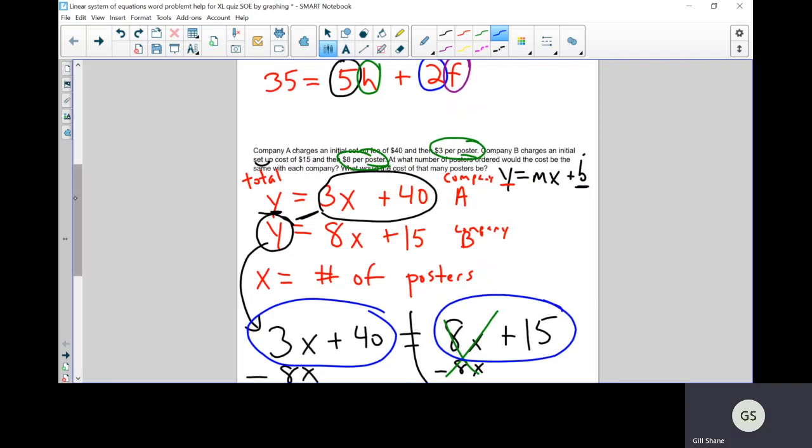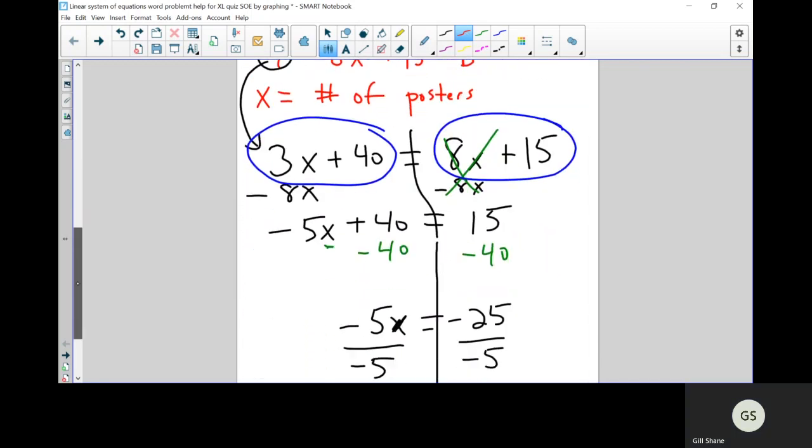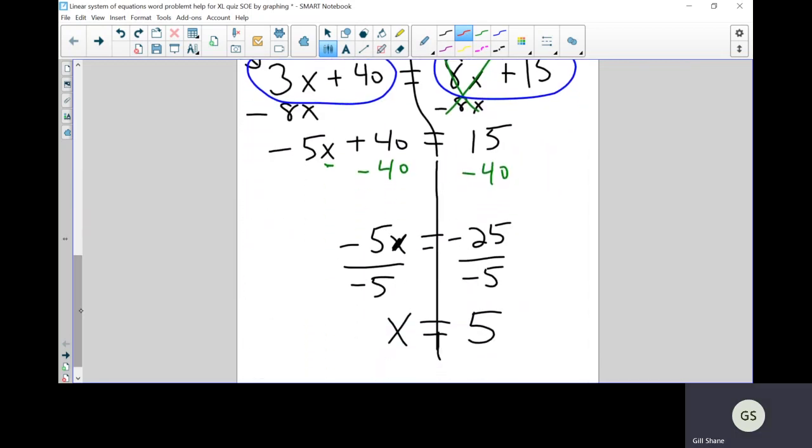So I kind of need to change this a little bit. No, I don't. That's right. So when those two companies have the same total cost, that solves out to be 5 posters.